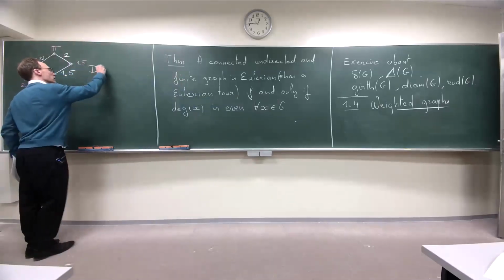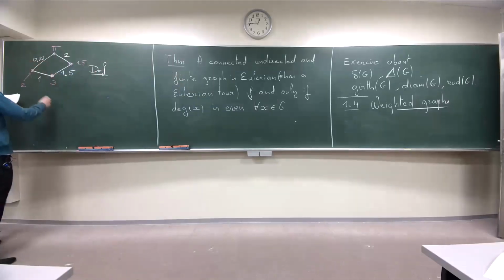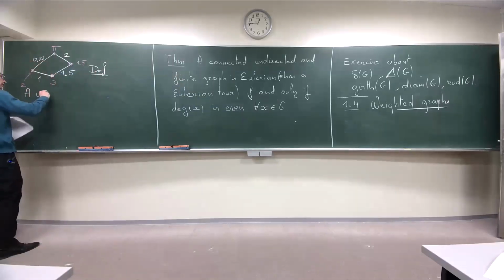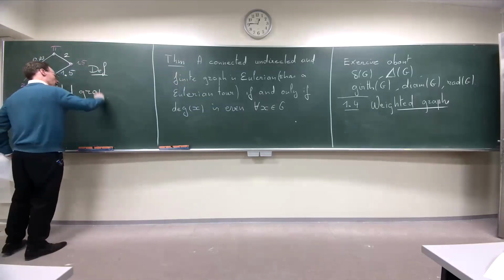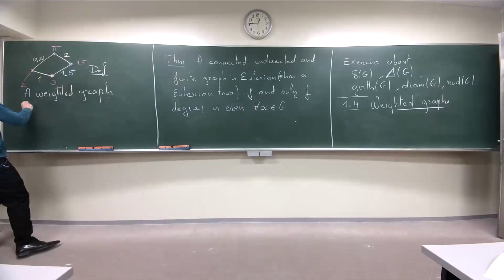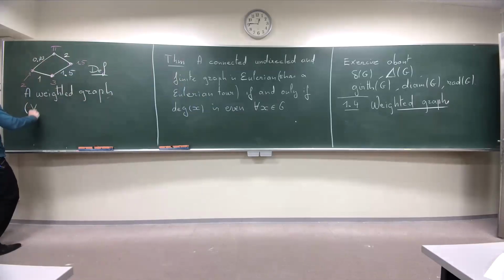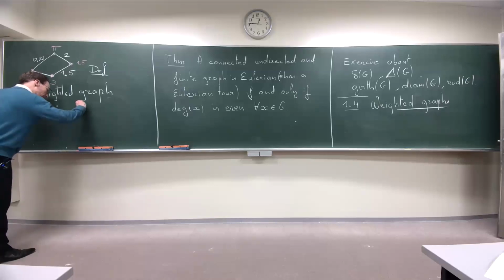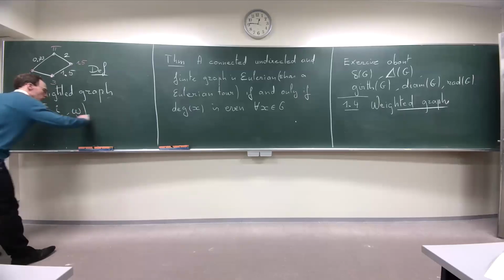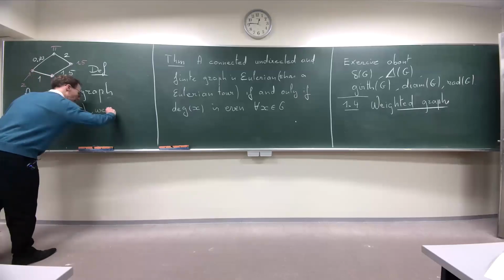So definition, a weighted graph. If I want to write everything, I should write this. It is a set of vertices, a set of edges. This I, which sometimes I don't write, especially if the graph has no multiple edges, it's less important. But now with the omega. And this omega is going to be what is called the weight.